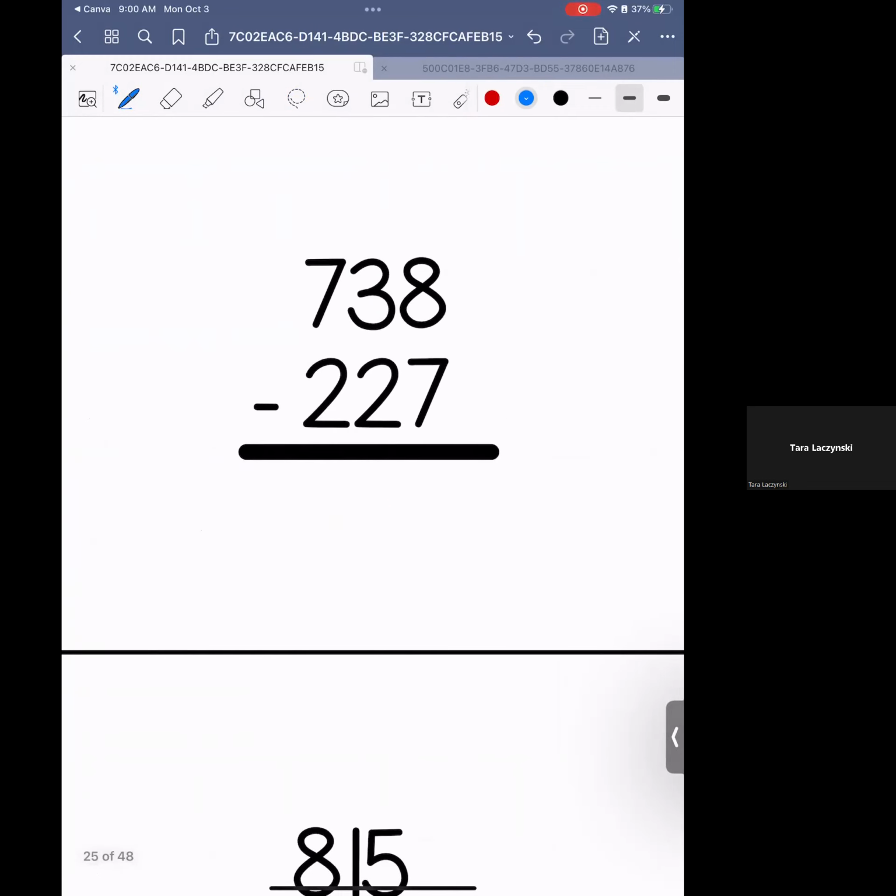346. 738 take away 227. 8 take away 7 is 1. 3 take away 2 is 1. 7 take away 2 is 5.